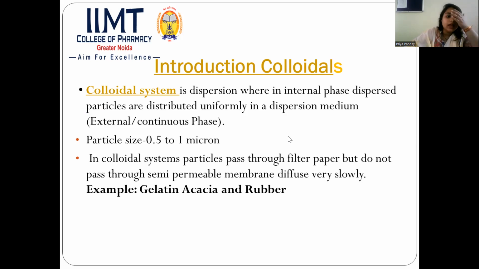In molecular dispersion, the dispersion in which the particle size is less than 1 nanometer is known as molecular dispersion. In case of coarse dispersion, the size of the dispersed particles may be greater than 0.5 micrometer. For example, gelatin, acacia, and rubber.